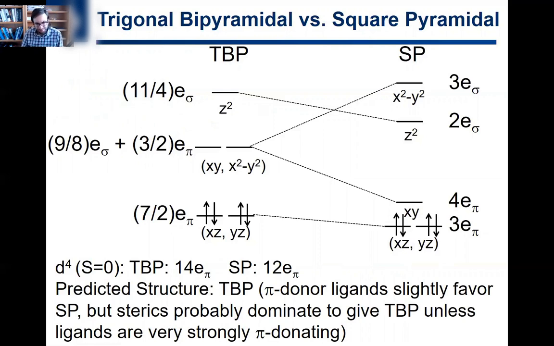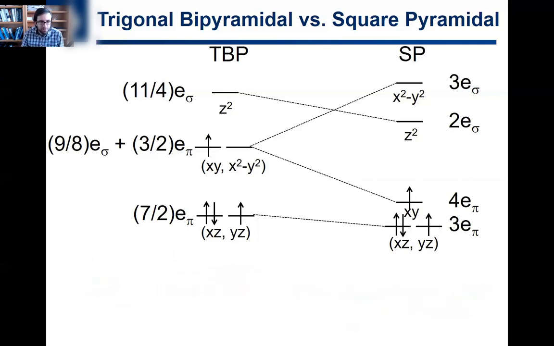And so if this is similar to where we were with some of the previous examples, where if we have a strong pi donor ligand, we might slightly favor square pyramidal. And that's because in that case, epi would be very positive, okay? But most of the time, sterics are going to win here. So you're going to have the trigonal bipyramidal structure.